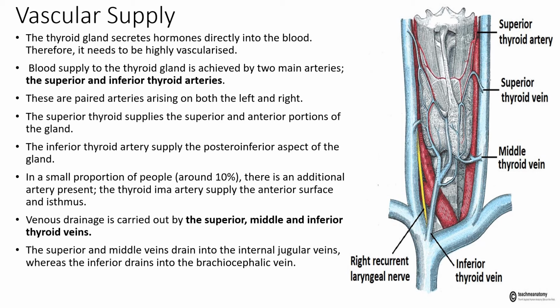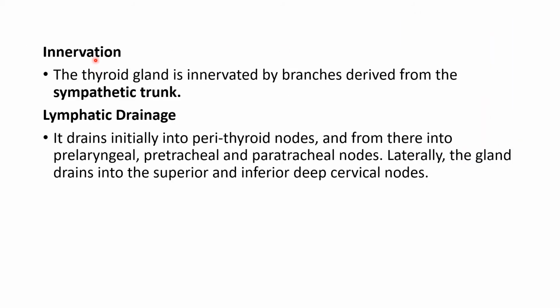Coming to the nerve supply, it is from branches of the sympathetic trunk. The lymphatic drainage includes many lymph nodes, namely perithyroid, prelaryngeal, pretracheal, paratracheal, and superior and inferior cervical nodes draining different parts of the thyroid gland.